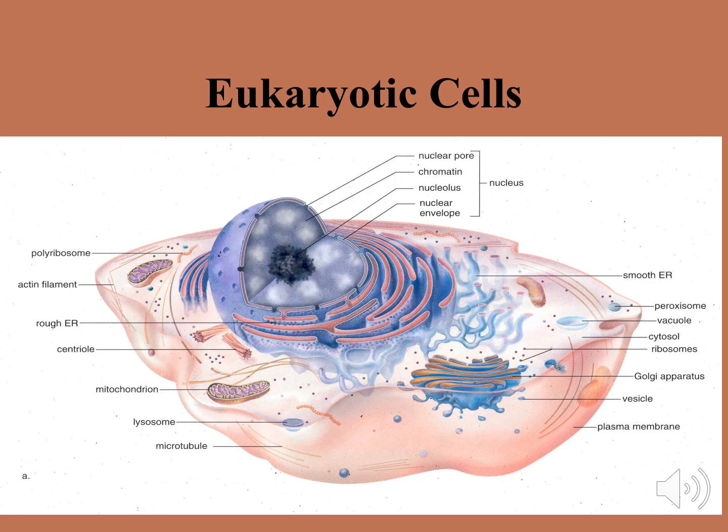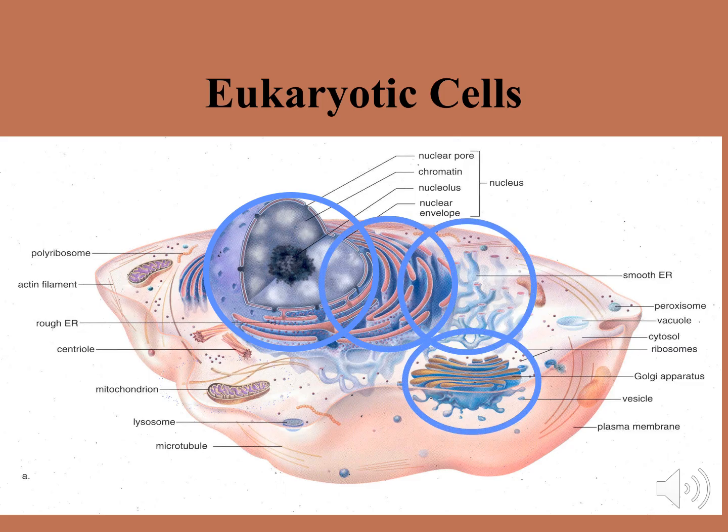So we are going to be looking inside the eukaryotic cell. We're going to look at all of the various structures within, all of the various organelles: the nucleus, the endoplasmic reticulum, the Golgi apparatus, the mitochondria, and so on and so forth. We'll look at what these things are, what they do, what they're called, and so forth.